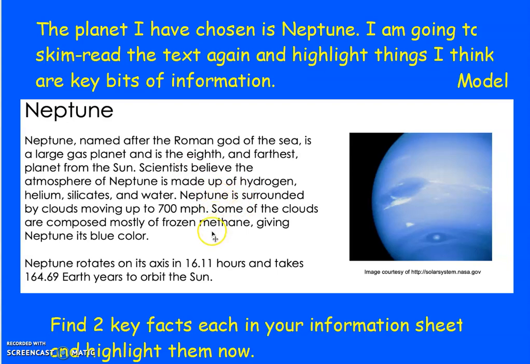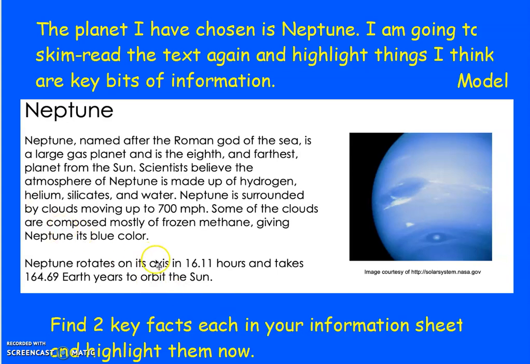Scientists believe the atmosphere of Neptune is made up of hydrogen, helium, silicates, and water, so they think there's some water on it. Neptune is surrounded by clouds moving up to 700 miles per hour, so a lot faster than clouds move on Earth, isn't it? Some of the clouds are composed mostly of frozen methane, giving Neptune its blue colour. Neptune rotates on its axis in 16.11 hours, so a day on Neptune takes 16.11 hours as opposed to our 24, and it takes 164 Earth years to orbit the sun, which again is a very, very long time.